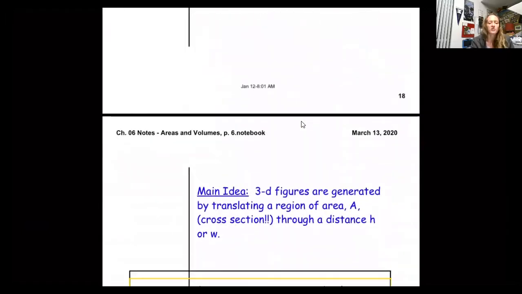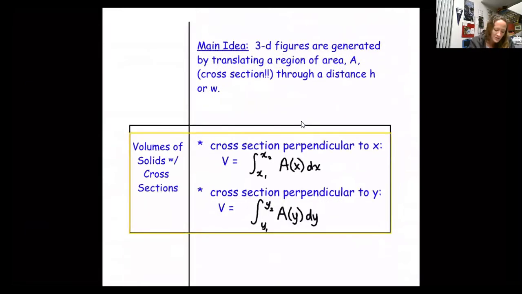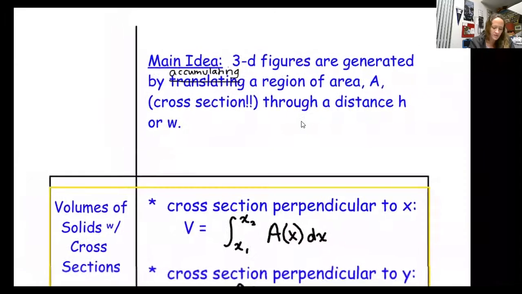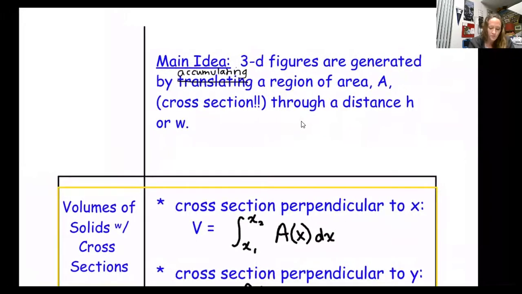So main idea: 3D figures generated by translating, or accumulating is actually a much better word for that. Translating, okay, sure, but technically, accumulation, well, that's one way of doing it. Accumulating a region of area A, a cross-sectional slice, through a distance H or through a distance W. That's also known as our bounds. That distance we're going through is the bounds themselves. And so we don't actually have to do that. The integral will do that for us, which is what brings us to this forever card.